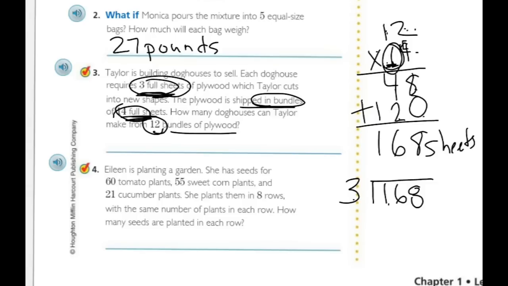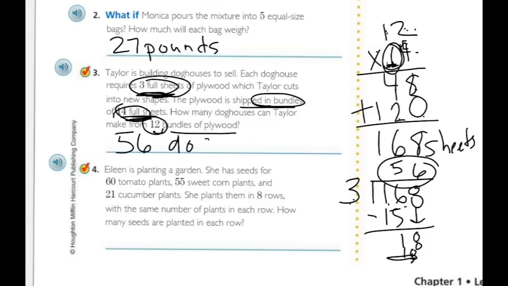So 3 can't go into 1, but 3 can go into 16. 3 goes into 16 5 times, because 3 times 5 is 15. I'm going to subtract, and I have 16 minus 15, which is 1. I bring down my 8, so I have 3 going into 18. 3 times 6 is 18. So I have nothing left over, so my answer is 56. So I would have 56 doghouses.